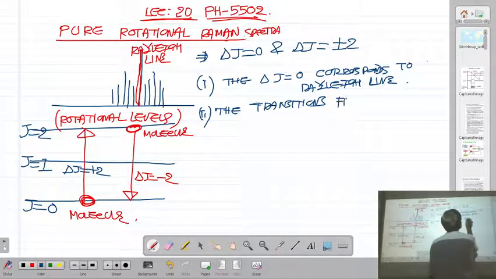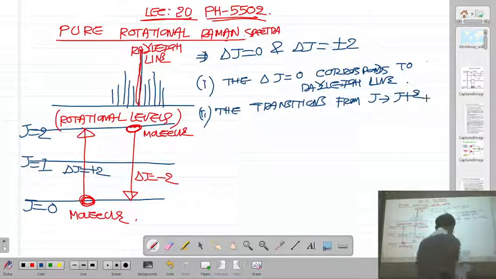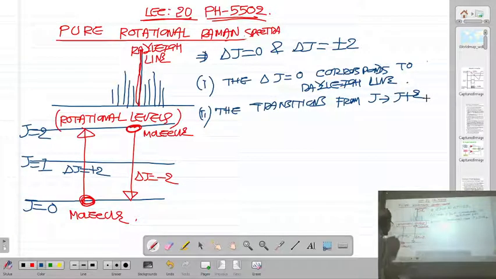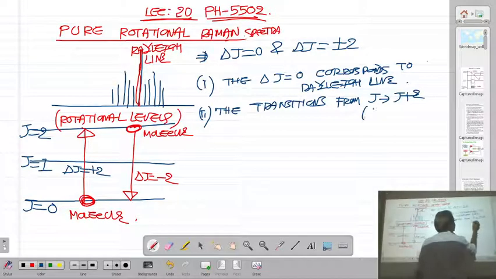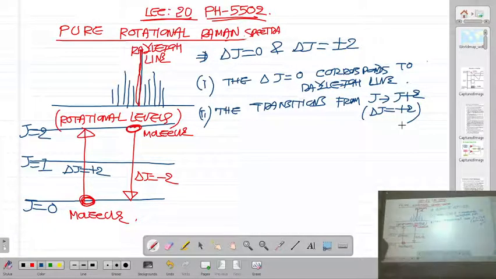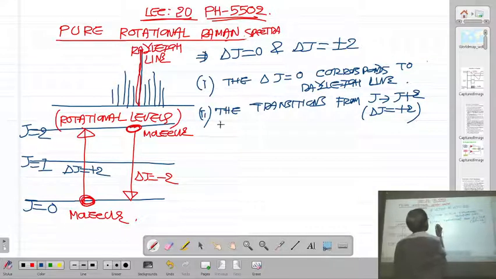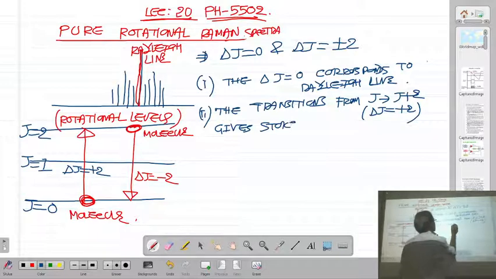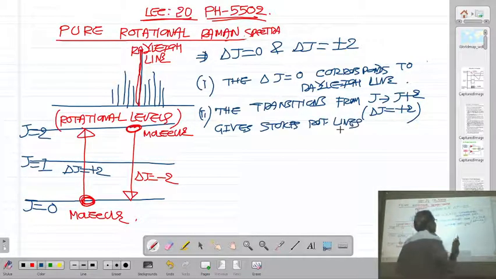from J to J plus 2. J to J plus 2 means delta J is equal to plus 2, right? It gives Stokes rotational lines. See, I have shown one transition here.